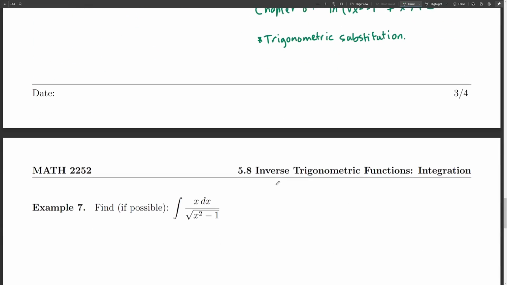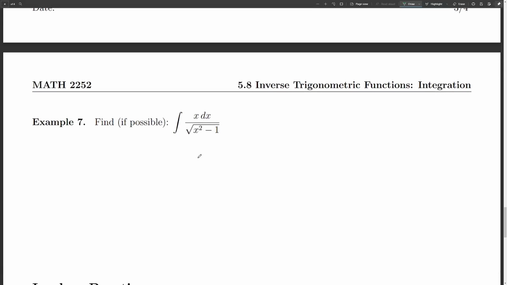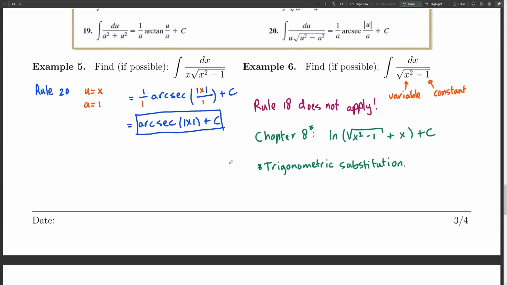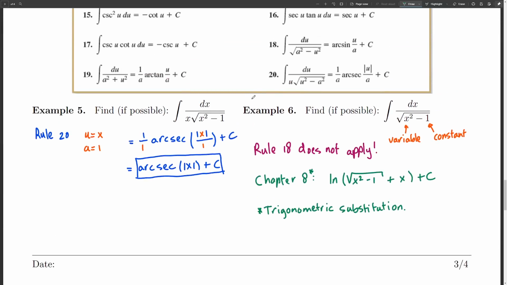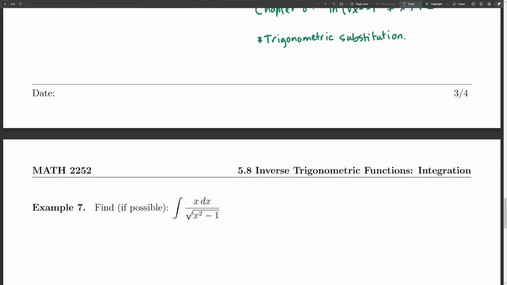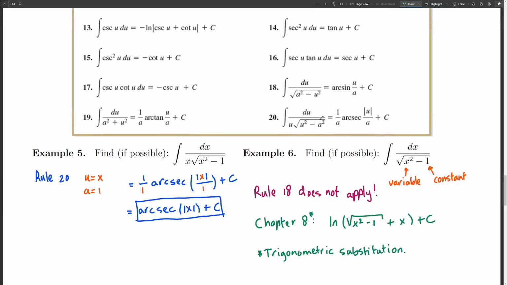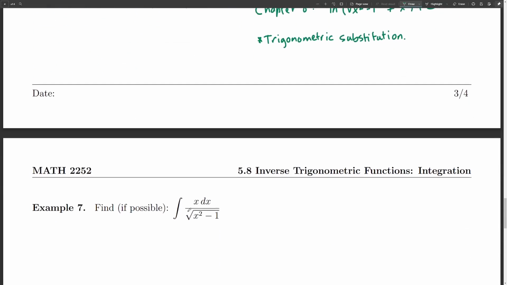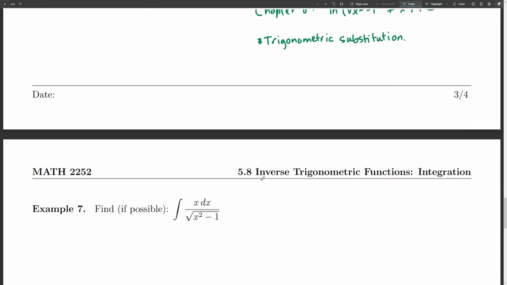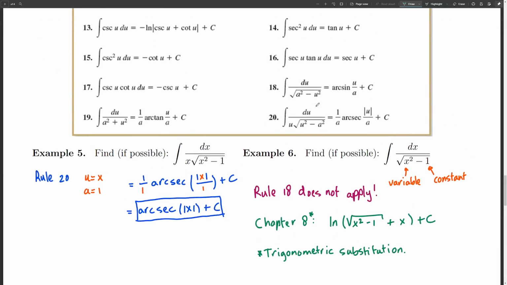And then I'll quickly do one more example. The integral of x dx over square root of x squared minus 1. So again, here we have x squared minus 1. And so we have a variable squared minus a constant squared. That's what we have here. But the x is on top, not on the bottom. And so again, 20 might look like it applies, but it does not because the variable is in the wrong position.